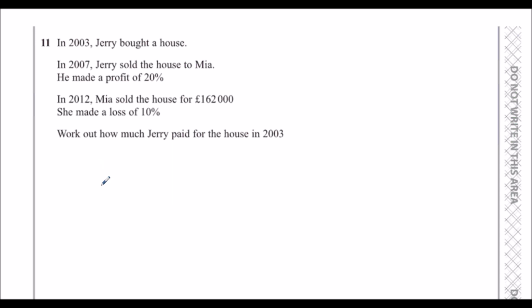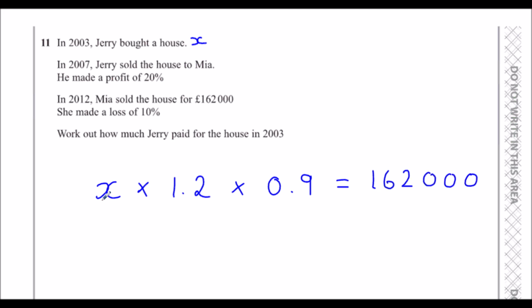So where Jerry started, we'll call that X. So the original price of the house is X in 2003. Jerry sold it to Mia and made a profit of 20%. So the value of the house times 1.2 is what we're up to now. And then Mia sold it for $162,000, making a loss of 10%. So take off 10% is times by 0.9. And now it equals 162,000. So the original price added on 20%, took off 10% is now 162,000.